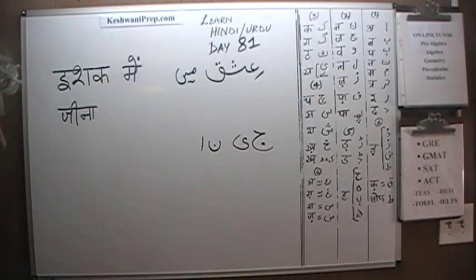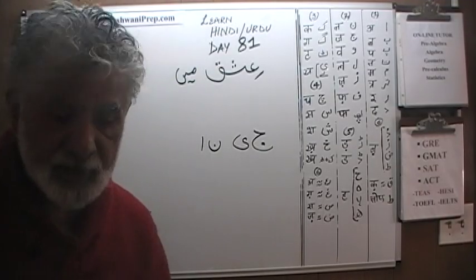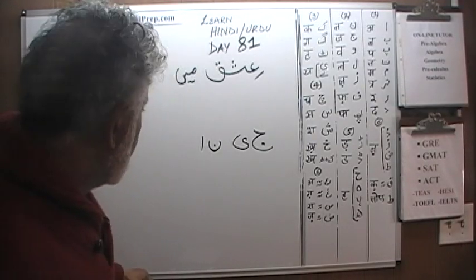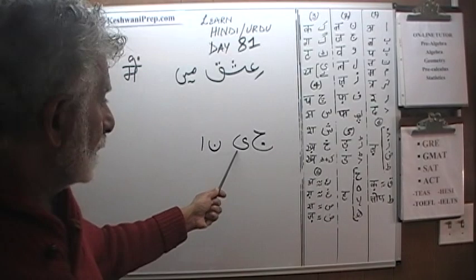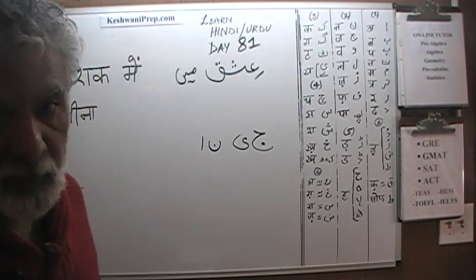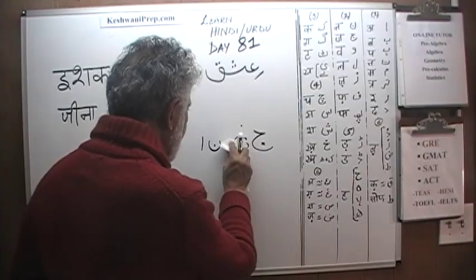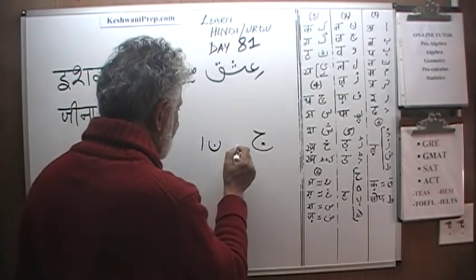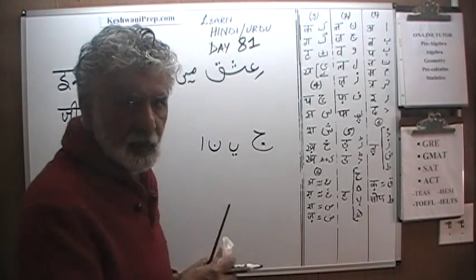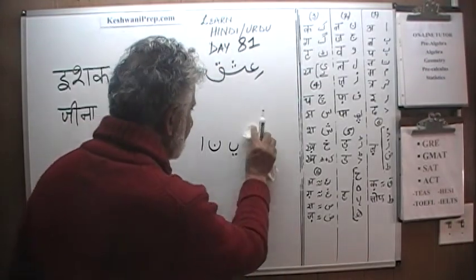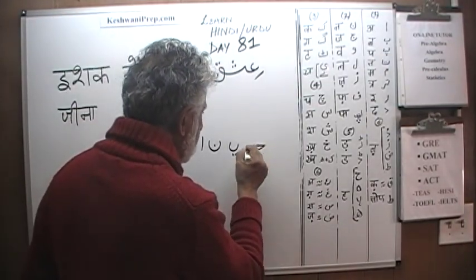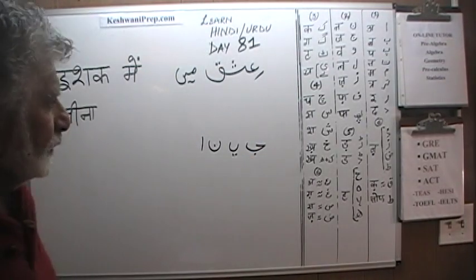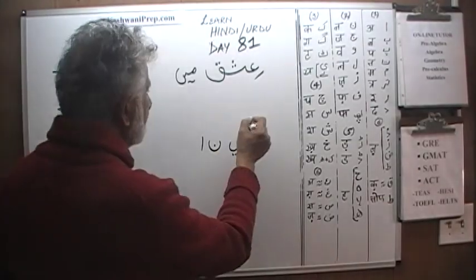Jeena. Whether choti hai or badi hai, we already know it by now. Hundreds of times we have done it. When choti hai or badi hai appears in the middle of the word, it takes this shape. And jeem, when it's about to join something, it takes this shape. Now we have to join everything. That's all it is. Ishq mein jeena.